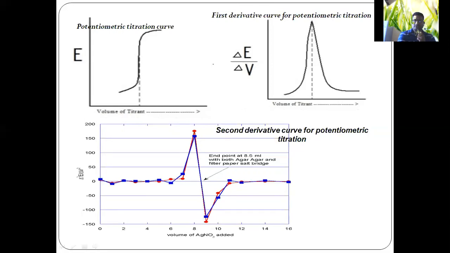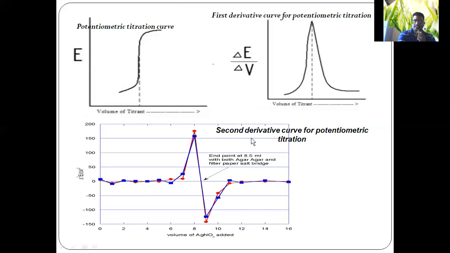in a solution. So when you take delta E by delta V values on y-axis and volume of titrant on x-axis, you get a bell-shaped curve like this. And from the peak, if you make a dotted line to the x-axis, you will get the equivalence point of the titration here, or end point of the titration here.